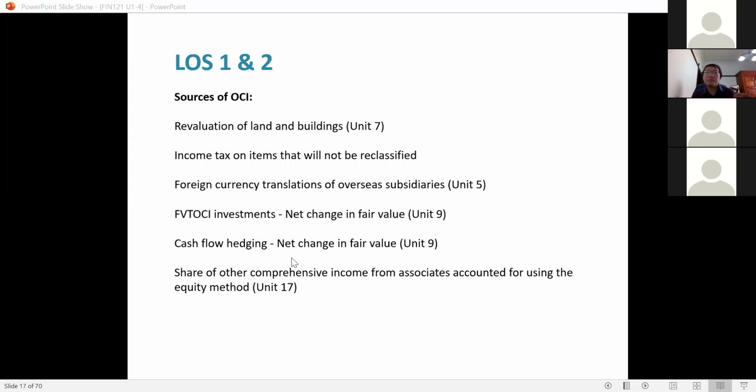So the most common forms of other comprehensive income are these examples here. The revaluation of land and buildings, foreign currency translation reserves, fair value through OCI investments, cash flow hedges, and share of comprehensive income from associates using an equity method. So these are all examples of transactions that ultimately result in an increase in the reserve account that is not from the day-to-day operations of the company. So that is ultimately what OCI is about.